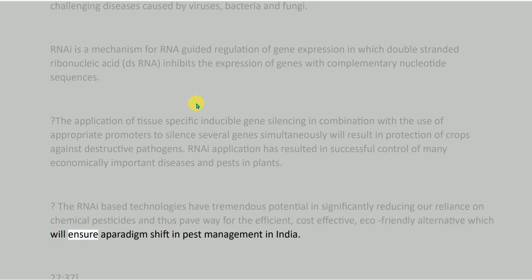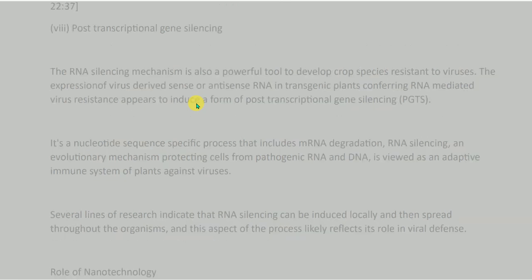Post-transcriptional gene silencing. The RNA silencing mechanism is also a powerful tool to develop crop species resistant to viruses. The expression of virus-derived sense or antisense RNA in transgenic plants conferring RNA-mediated virus resistance appears to induce a form of post-transcriptional gene silencing, PTGS. It's a nucleotide sequence-specific process that includes mRNA degradation. RNA silencing, an evolutionary mechanism protecting cells from pathogenic RNA and DNA, is viewed as an adaptive immune system of plants against viruses. Several lines of research indicate that RNA silencing can be induced locally and then spread throughout the organism, and this aspect of the process likely reflects its role in viral defense.